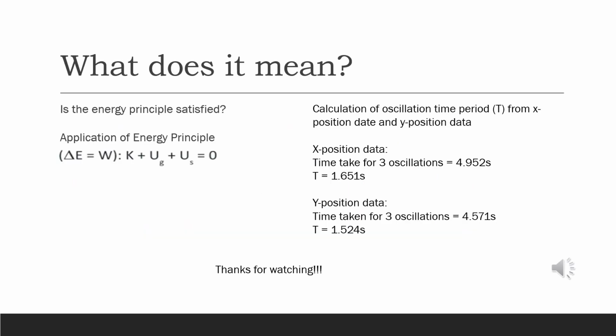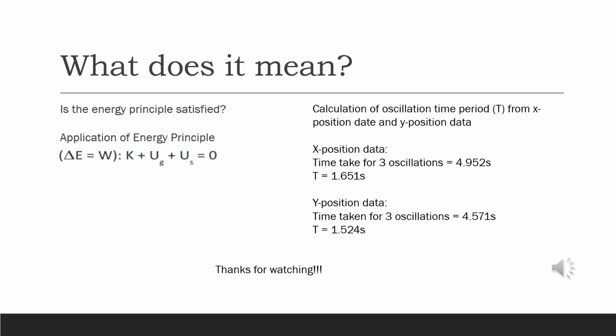Is the energy principle satisfied? Well, from earlier, we said that no work is done in our system, which includes the spring, mass, and the earth. By the energy principle, the work done is equal to the change in total energy of the system. If no work is done, the change in total energy should be equal to zero, which is exactly what we see here with the orange line in the previous graph. Therefore, the energy principle is satisfied.